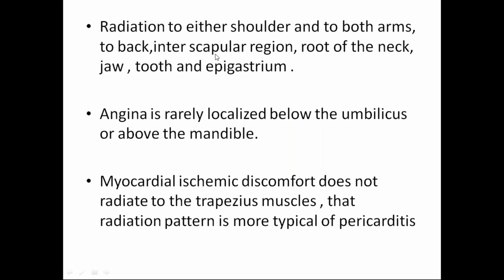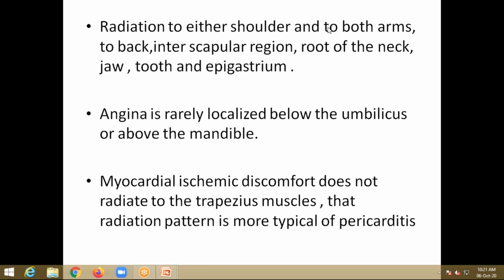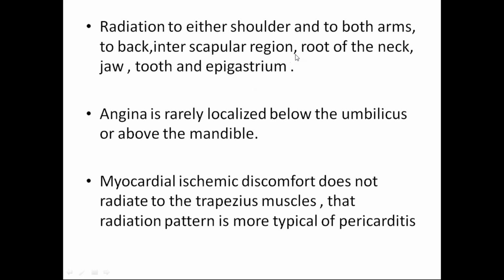The typical presentation of angina is associated with radiation to either shoulder, or to both arms, or to the back, interscapular region, root of the neck, jaw, tooth, and epigastrium. And I have a doubt. What is the most common radiated upper limb in MI? Can anyone answer? Either it is the right upper limb or the left upper limb. To where is the radiation most common in MI?